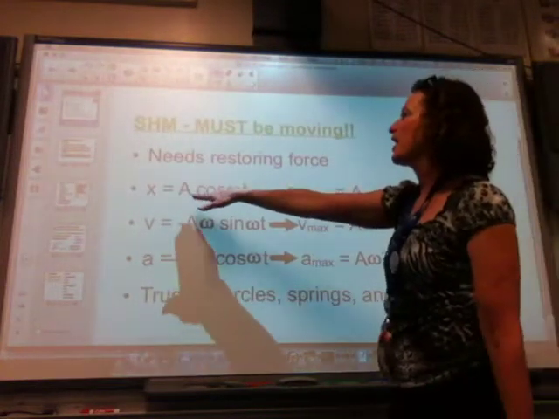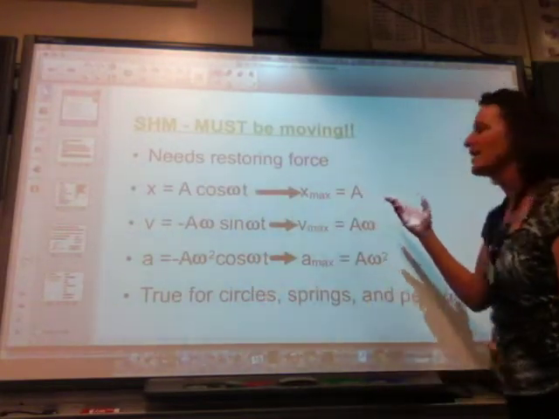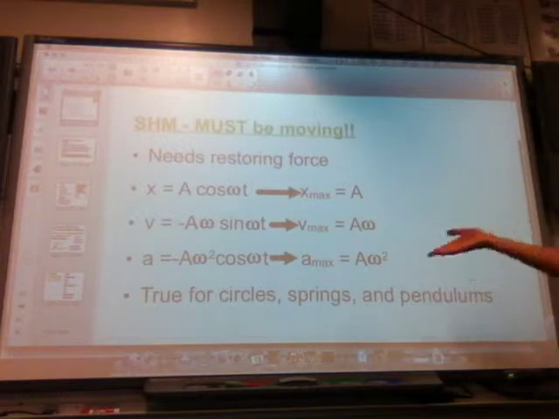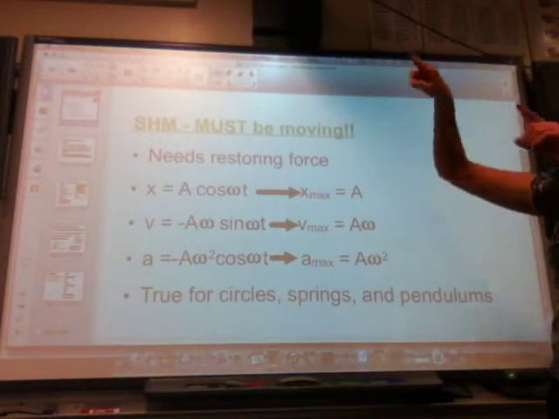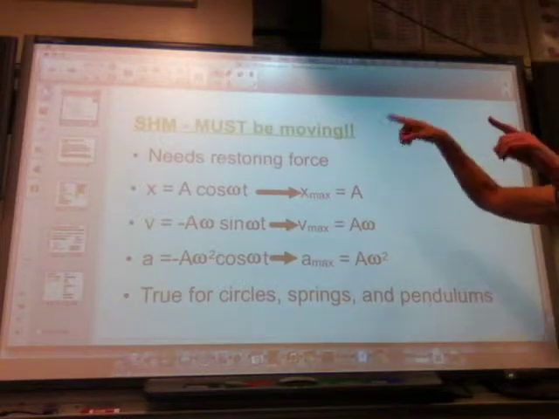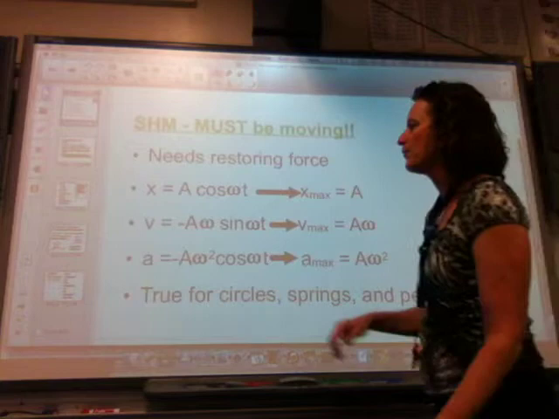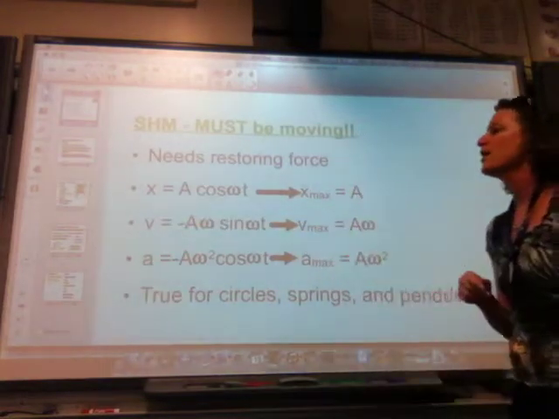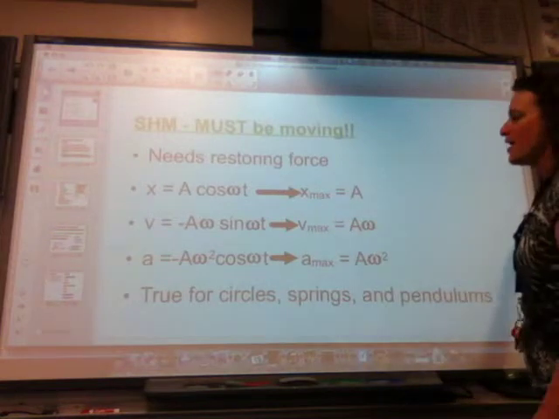Right? So x is equal to A cosine omega t. That means your x max is A. That makes sense, right? The maximum x displacement you're going to have is the amplitude. That's why when you looked at the sine wave, we're going to get more into waves in our next chapter, you figured out the amplitude was at the top, which is what x was at that point. v is equal to negative A omega sine omega t, and so the maximum is going to be A omega.